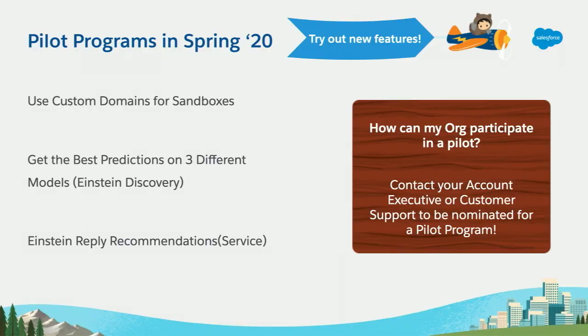We always like to highlight some pilot programs every release. So here are some key ones that are coming. We've got custom domains coming for sandboxes. That's a pilot that you can reach out to your team about. Getting the best predictions on 3 different models in Einstein Discovery. Previously 2, now there's access to 3 models. And also Einstein reply recommendations in Service Cloud. If any of these sound interesting to you, reach out to your customer service or sales team.